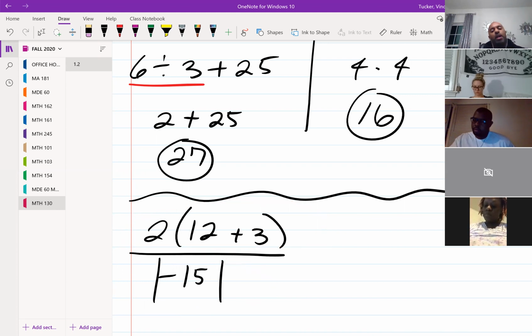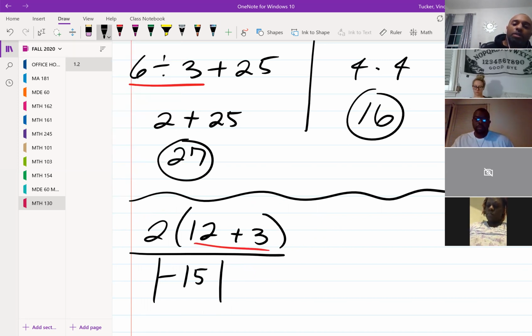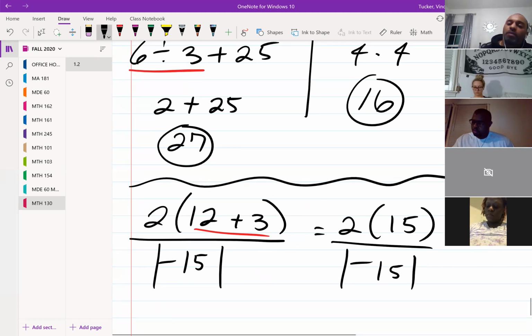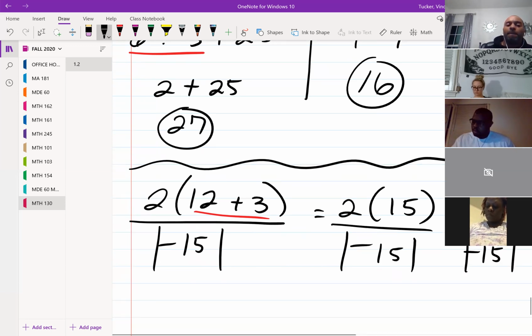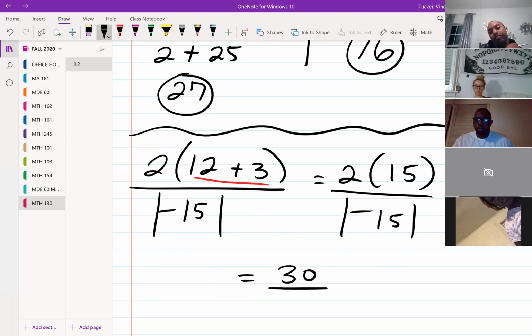So when I look at 2 times the quantity of 12 plus 3, remember parentheses is supposed to get our attention first. So we would do the 12 plus 3. So that'd be 2 times 15. And I'm going to just leave this absolute value of negative 15 down bottom for right now. And then 2 times 15 is 30. So we simplify the numerator as much as possible.